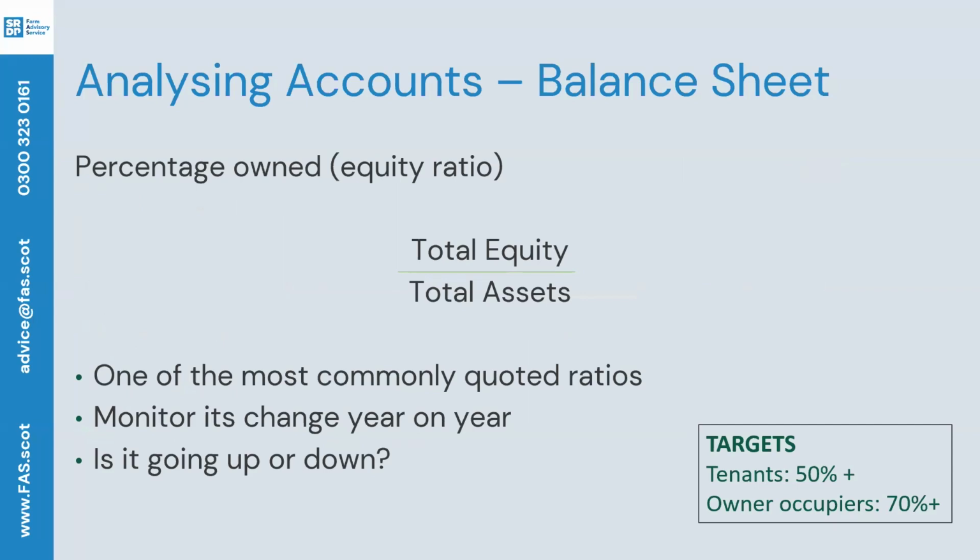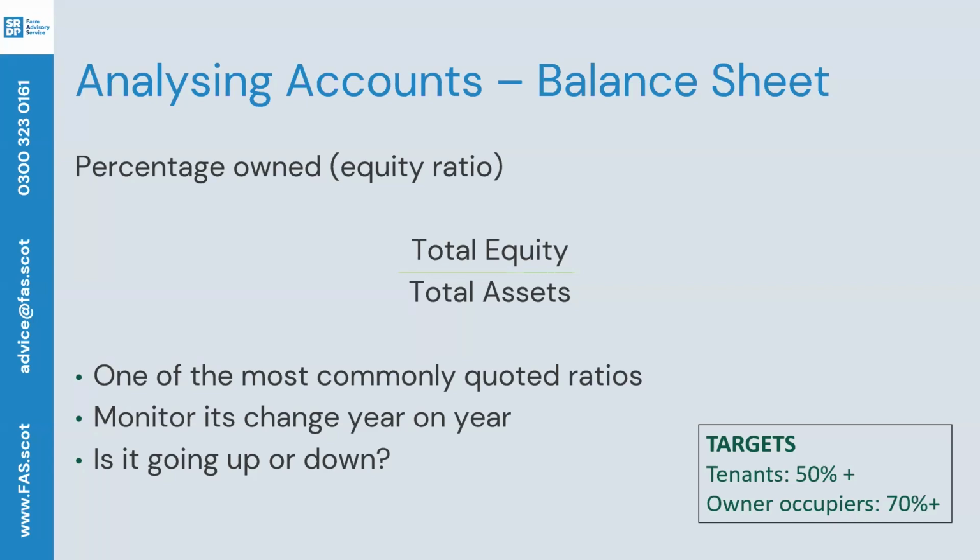The first one's really common, and it's the percentage owned ratio. I talked about that in the balance sheet, that your net worth is basically the residual value of your assets after all those third party liabilities have been settled. So what's your total equity divided by your total assets? This is really common. Monitor that year on year. Is it going up or down?